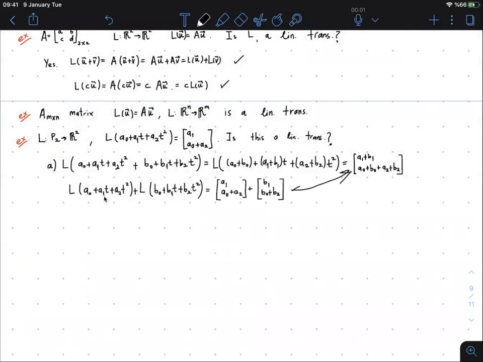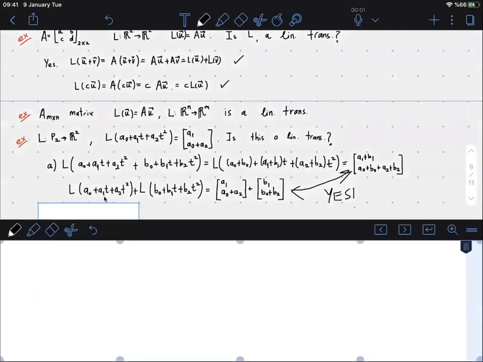If I add these two vectors, then the sum will be this one. So the first condition is satisfied. So let's check the second condition. And you can see that the second condition will also be satisfied.